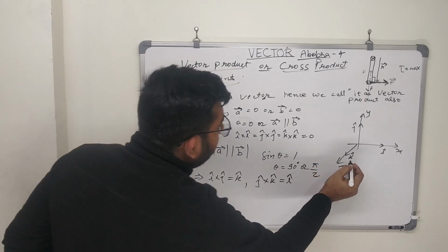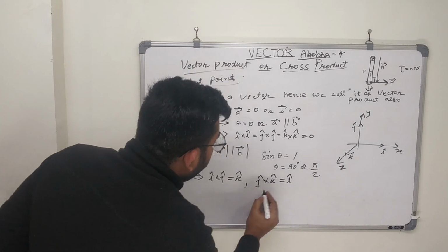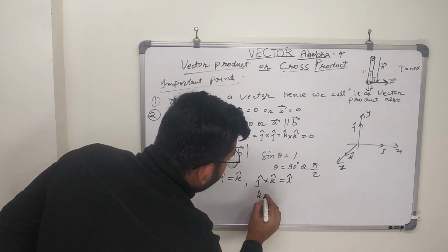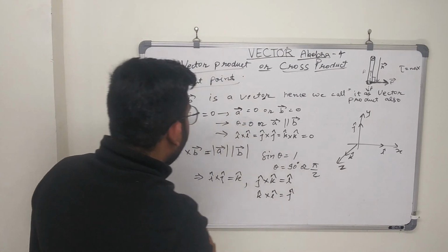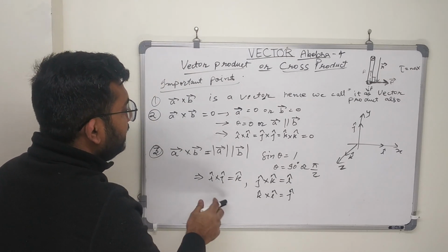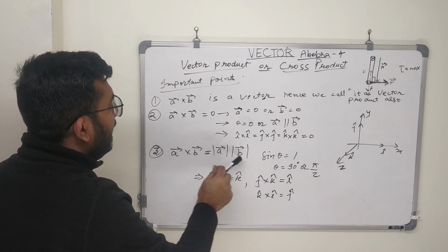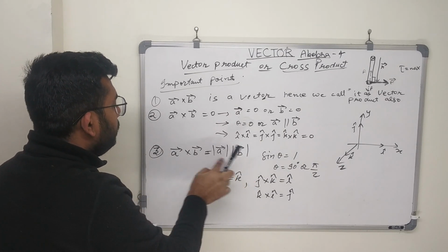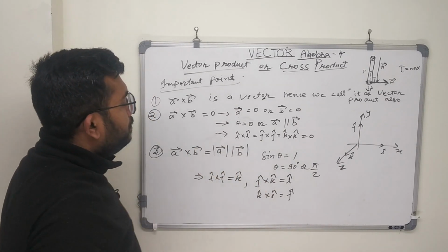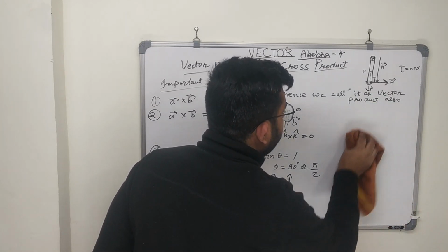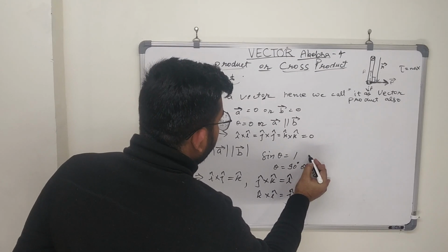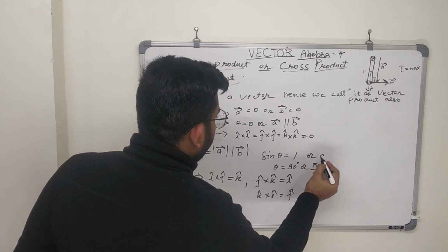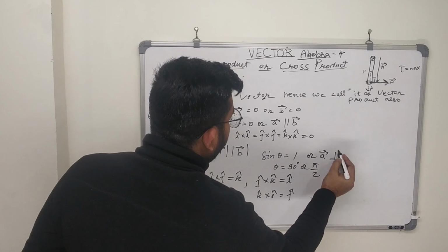Similarly you can also say that k cap cross i cap is equal to j cap. So this is one of the most important examples of the highest magnitude of a vector cross b vector. So please note it down. इसमें इसी के आगे और लिख लीजिए that or a vector is perpendicular to b vector.